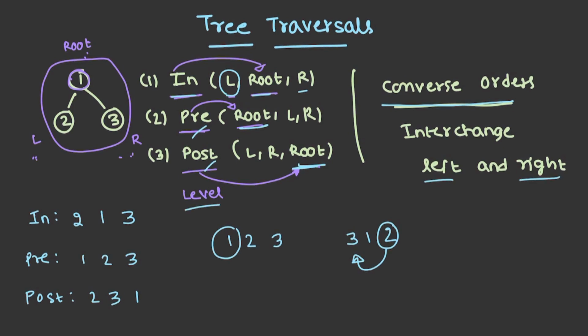And level order traversal is to list in levels. This is level 0, level 1. So, it is 1, 2, 3. If you have more levels, you just continue this process. In this case, as we have only 3 nodes, we have written all these traversals very easily.